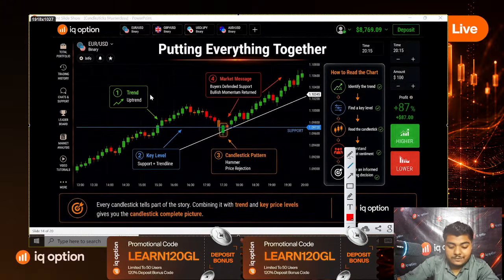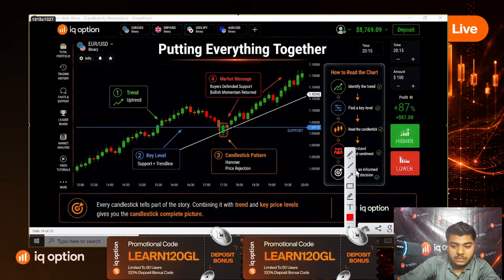So remember, successful traders don't rely on a single candlestick pattern. They combine different pieces of information before making a trading decision. The best trading decisions come from combining trend, key price levels, and candlestick analysis, not from relying on a single pattern. I hope you get it.